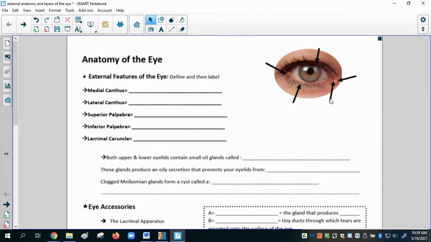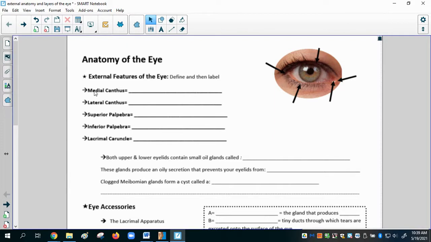One of the first things I want to talk to you about is the external surface and some basic anatomy about the external area. So we have this picture of the eye here. This is a right eye, and so the nose would be over here on this side.